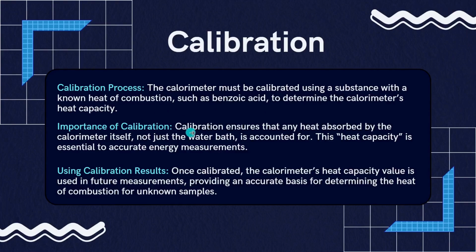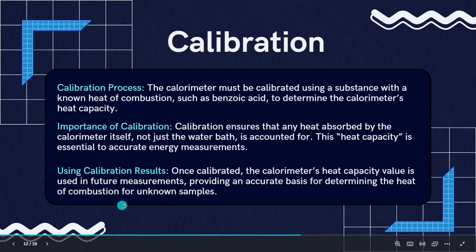Importance of calibration. Calibration ensures that any heat absorbed by the calorimeter itself, not just the water, is accounted for. This heat capacity is essential to accurate energy measurements. Using calibration results, once calibrated, the calorimeter's heat capacity value is used in future measurements, providing an accurate basis for determining the heat of combustion for samples.